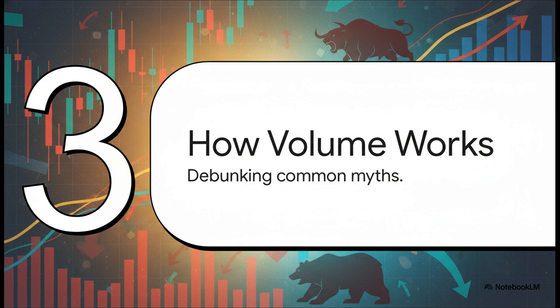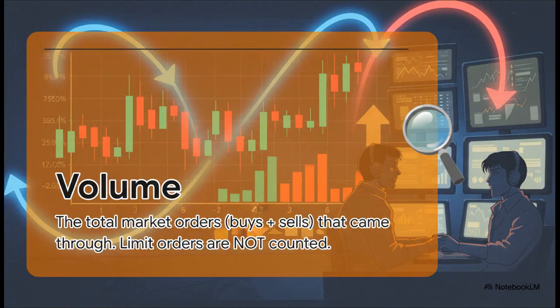But first, here in Section 3, we need to bust some of the biggest myths out there about how it actually works. Okay, so what is volume? It's actually super simple. Volume is just the total number of shares or coins that were traded using market orders in a specific time frame. That's it. But notice the key words there, market orders. What about all those resting limit orders sitting in the order book? Nope, they are not counted. Volume only tracks the aggressive, I want in now type of action.